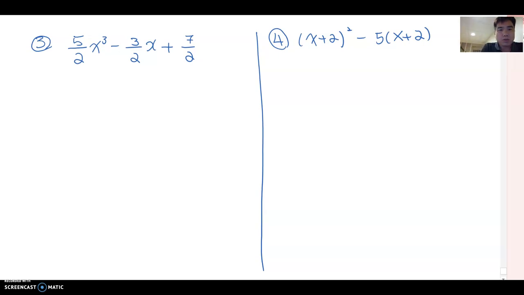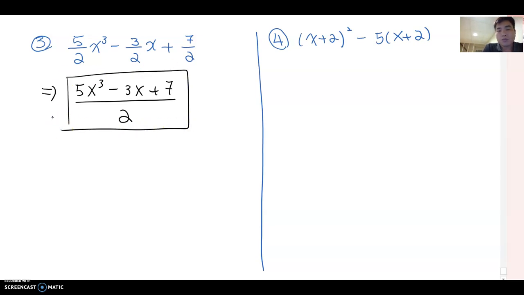Therefore, you can rewrite this as 5x cubed minus 3x plus 7 over 2. Now, we try factoring the numerator if they share any common factor. So 5x cubed minus 3x plus 7. Look carefully: 5x cubed, 3x, and 7. Do they share any common factor? No. That's why this is the answer.